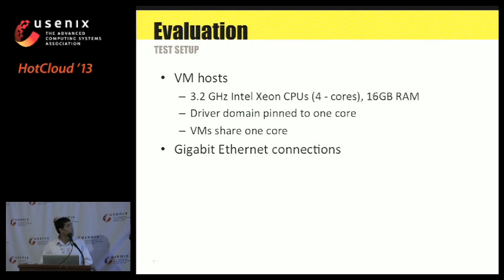In our testbed, we have 3 GHz Intel Xeon CPUs with 4 cores. For our experiments, since we have multiple cores, we pinned the driver domain to one core. When we experiment with multiple VMs sharing the same core, we pin all the VMs to a single core because we want to see the VMs sharing one CPU. All these machines are connected with gigabit Ethernet.